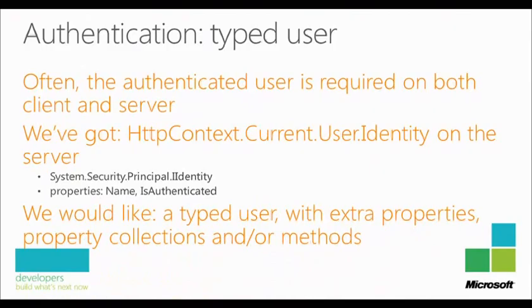Okay, another typical problem, authentication. In WCF RIA services, you've got authentication services which work behind screens with simple ASP.NET. But often the authenticated user is required from both client and server. You have that, of course, through the identity, system security principle. But what you have there are only two things. You've got a name, which is its unique identifier, let's say, a unique key of the user, and the fact that he is authenticated or not. That's what you typically get.